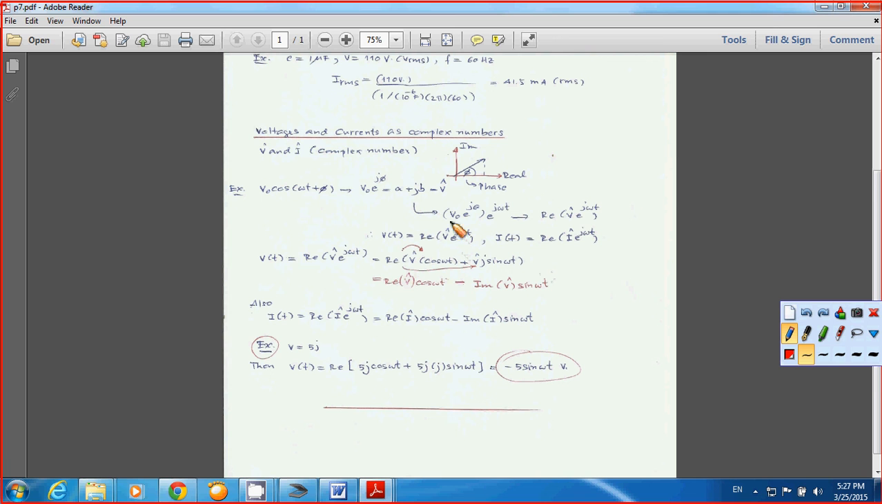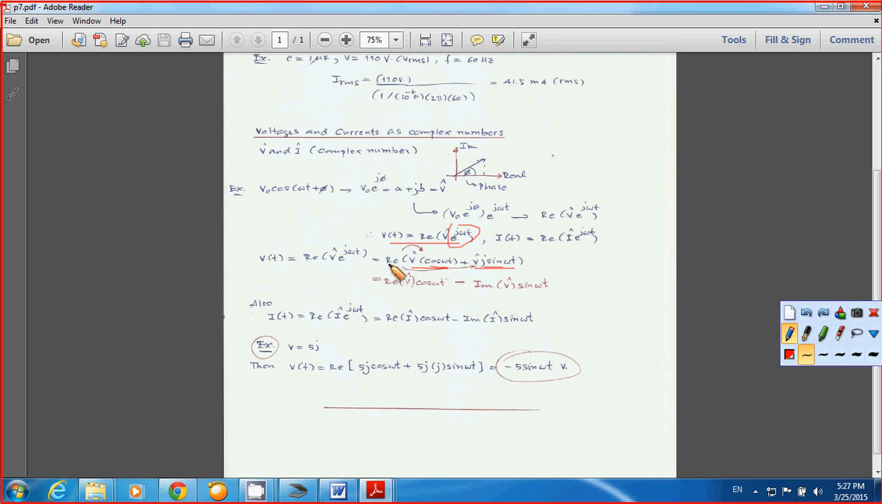Okay, I will show you again. You can write down v(t) equal to this, the real part of V multiplied by exponential j omega t. And then when you multiply, exponential j omega t becomes cosine omega t plus j sine omega t. Because this term, the exponential j omega t, simply becomes cosine omega t plus j sine omega t, and you have V cap multiplied, so you have this term here.